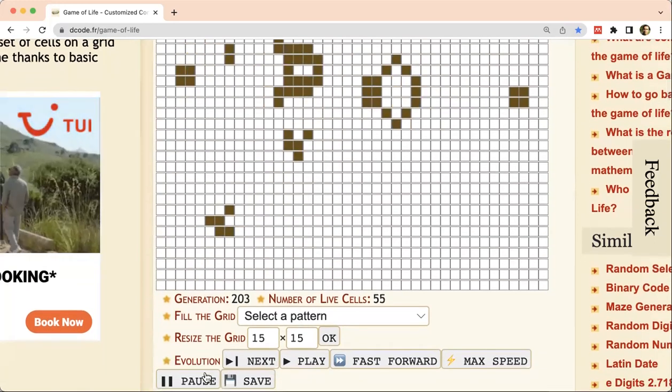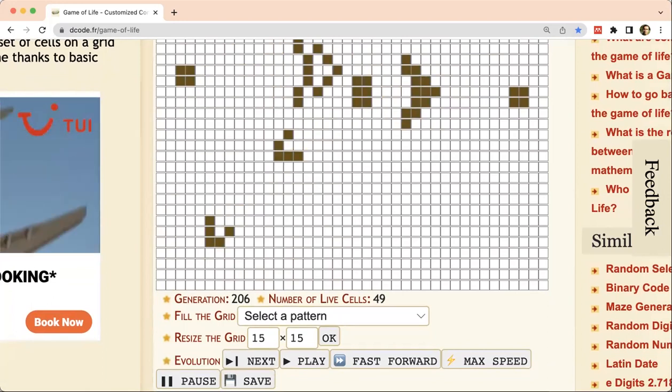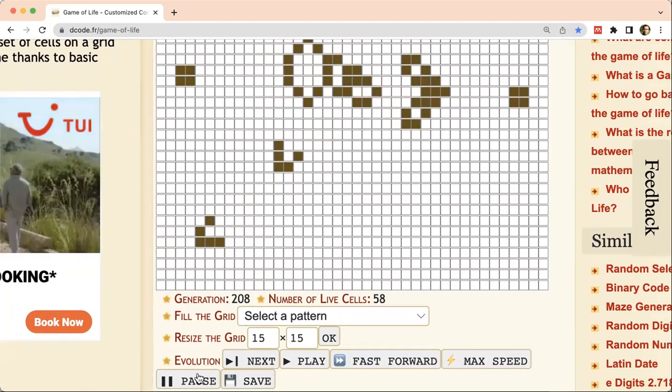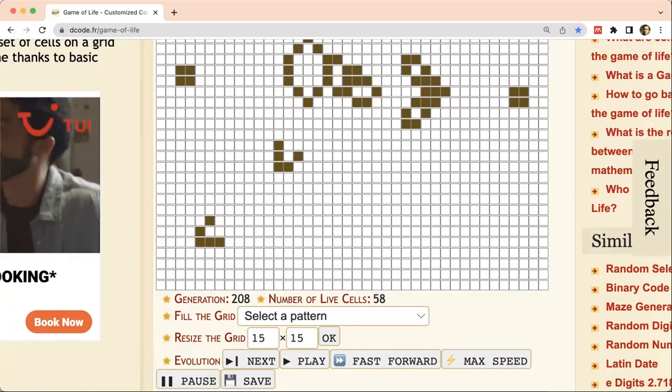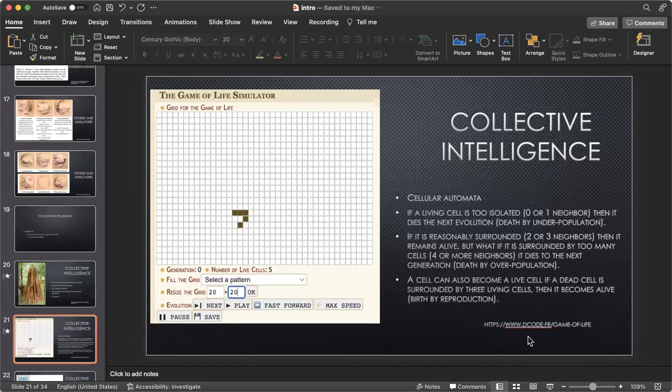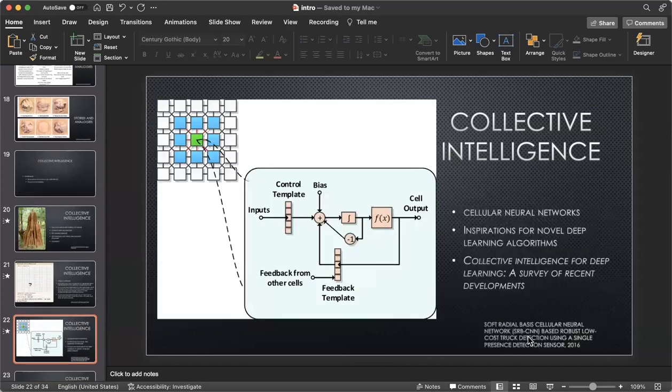So again, you can spend an endless amount of time playing around with these. There are lots of other patterns, but that's one insight that I wanted all of you to have from this particular game. So again, local interactions and simple rules are really, really important, and these possibly give rise to collective intelligence. What does this mean for deep learning?